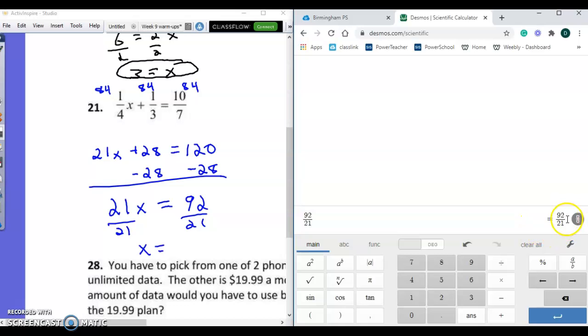I have x equals 92 divided by 21, whatever that is. 4.38 and all that stuff. Or we can just leave it as 92 over 21 because that is the reduced fraction. So either one, 4.38 if you want to round to the nearest hundredth, or 92 over 21.